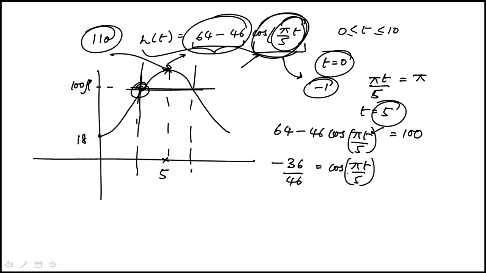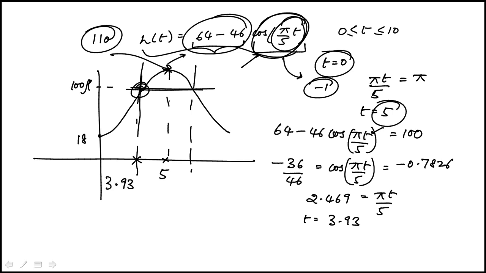So 36 divided by 46, that's minus 0.7826. Do the cosine inverse of that. Make sure you have it as a minus. So cosine inverse gives 2.469 equal to pi t over 5. So t would be 2.469 times 5 divided by pi. So I get 3.93. So this point is 3.93.